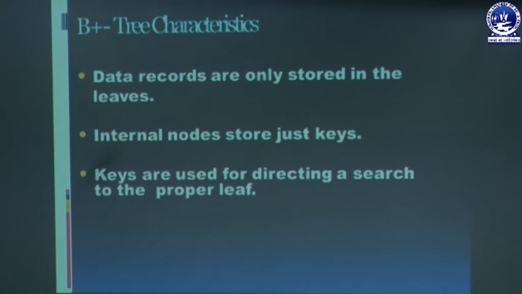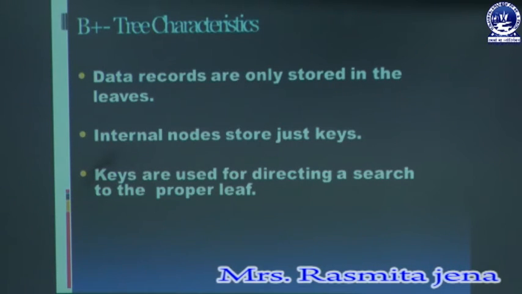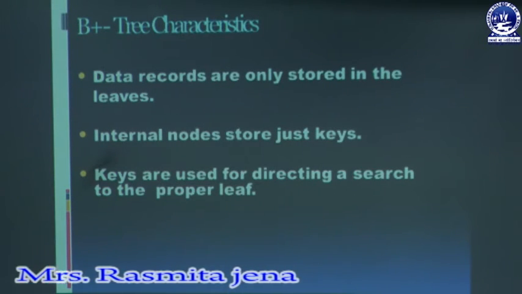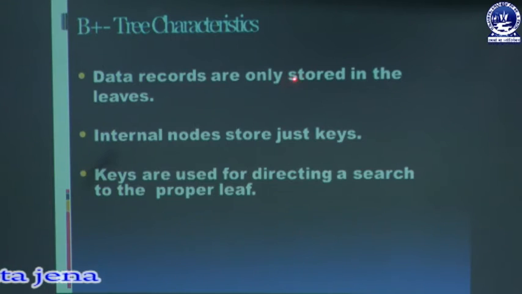Now, what are the different characteristics of B plus tree? The data records are only stored in the leaves, as I already told you. Internal nodes store just keys. The internal node only stores the keys, whereas the data records are stored by the leaf node. That's why the structure of both nodes, the internal node and the leaf node, differs in the case of B plus tree.